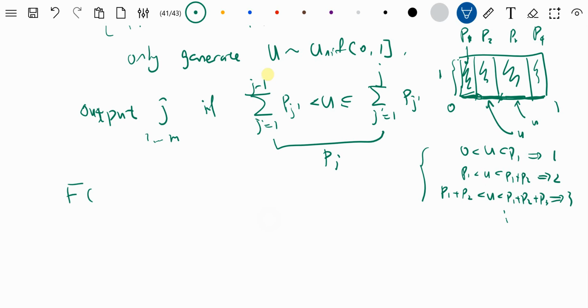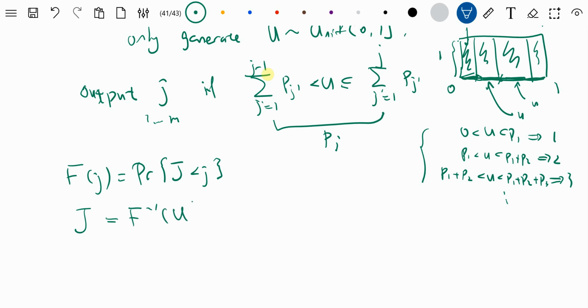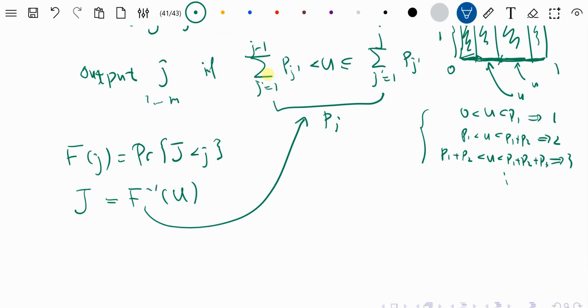The CDF, say at J, is just the probability of a random variable being less than J. What the theorem says is that any random variable is distributed the same as the inverse CDF applied on a uniform random variable. This is basically what we're doing here: we're just computing the inverse. The reason this works is there's a very simple proof. The probability of this thing being less than J is just the probability, because this is the inverse, you can put it on the other side.